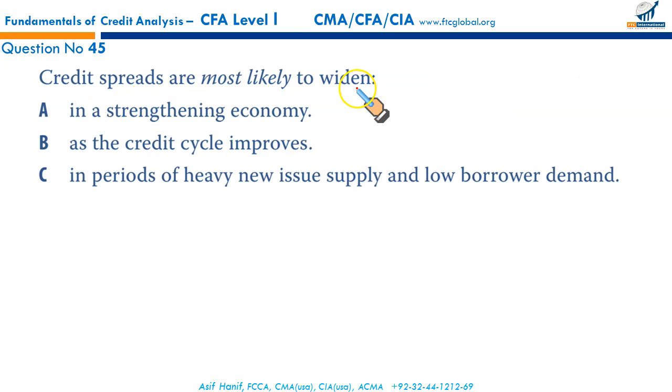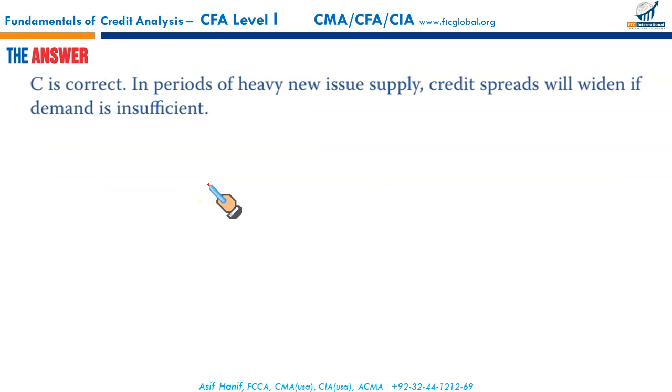Credit spreads are most likely to widen in a strengthening economy? No. As the credit cycle improves? No. In periods of heavy new issue supply and low borrowers' demand? Same things asked from a different perspective, but the result stays the same.